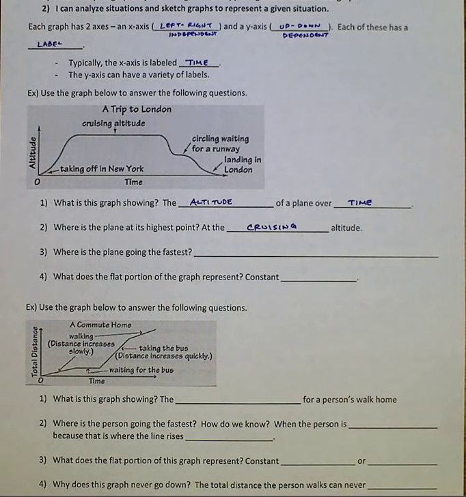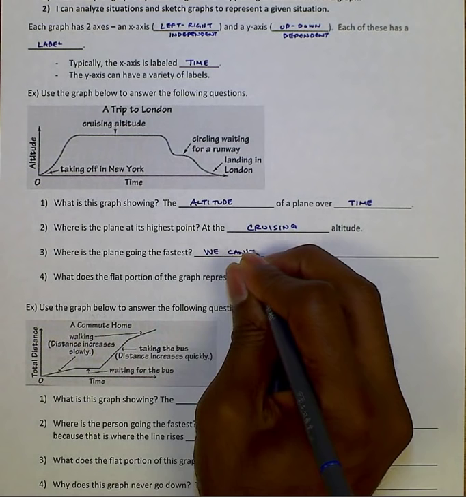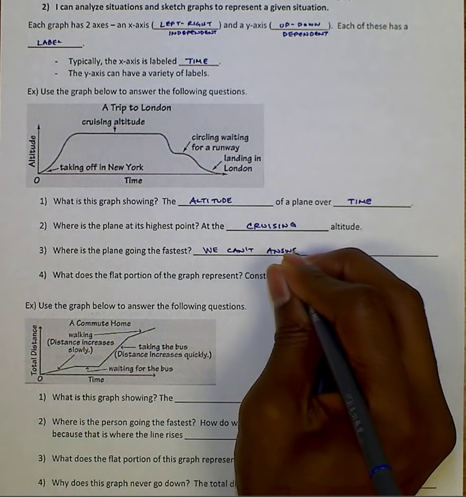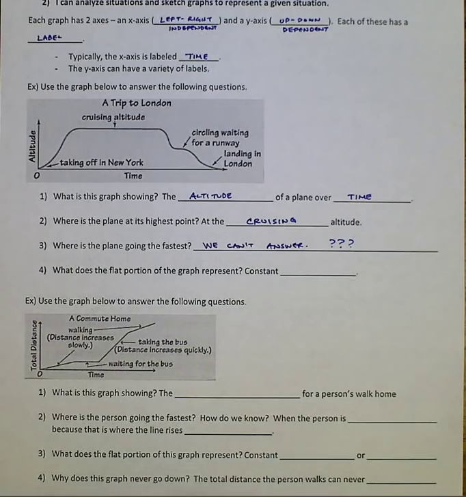Number 3 asks us, where is the plane going the fastest? Now you always have to check yourself with these questions on interpreting a graph, because a graph is just a snapshot. Notice that this graph doesn't tell us anything about speed. It's telling us altitude, it's telling us time, but about how fast it's going, it doesn't give us any clue. So we can't answer that with this information. We don't know. They don't tell us. This graph is measuring altitude, and that's okay. That's why you see a bunch of different graphs about the same situation, because they measure different things.